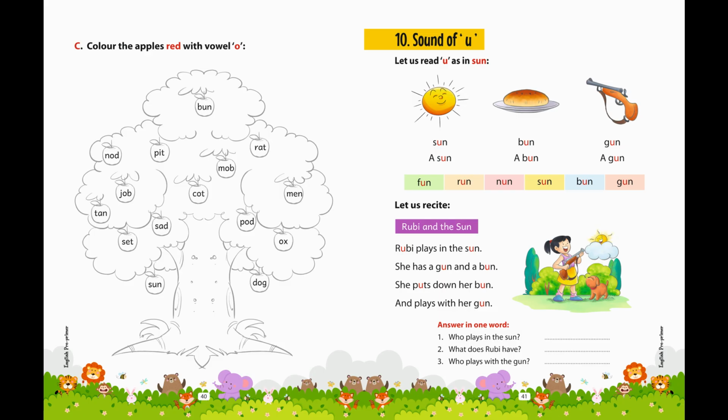Let's say a few examples together. Cot? Yes, it has the O sound. Pit? No, that has the I sound. Pod? Yes, that's correct. Go ahead and color all the apples red with the vowel O.